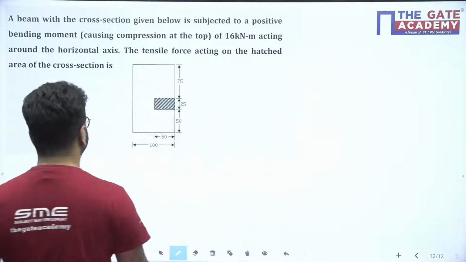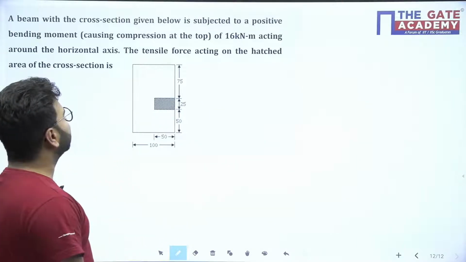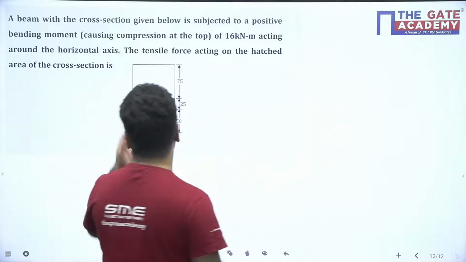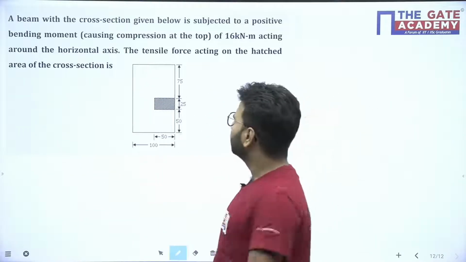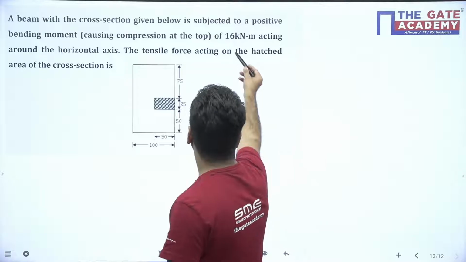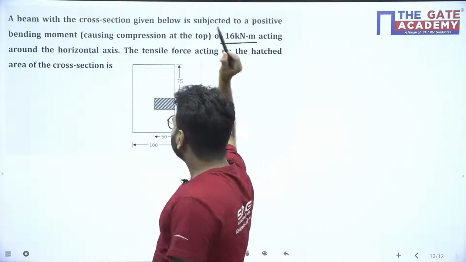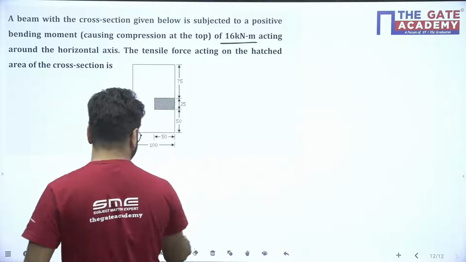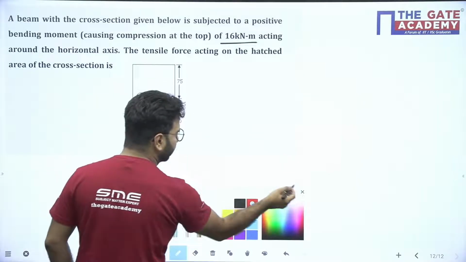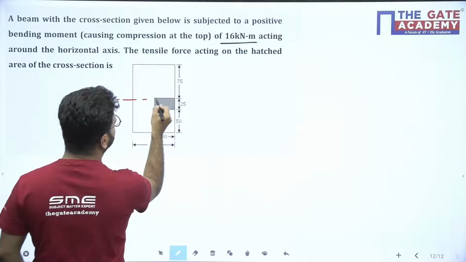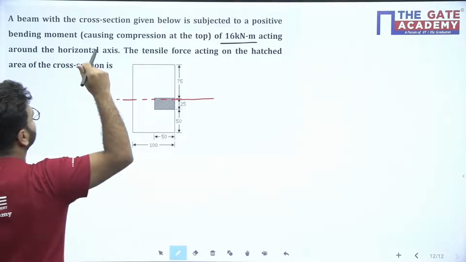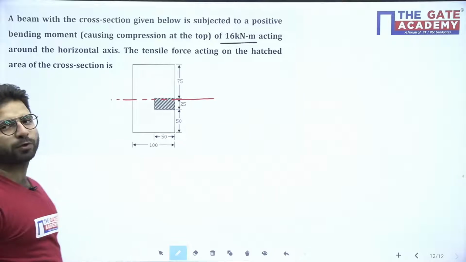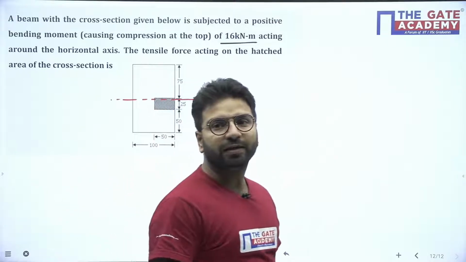What is the question saying, beta? A beam with the cross section given below is subjected to a positive bending moment causing compression at the top. It means a simply supported beam of 16 kilonewton meter, acting around the horizontal axis. Horizontal axis means it should be the horizontal neutral axis. The tensile stress acting on the hatched area of the cross section is what we have to find.